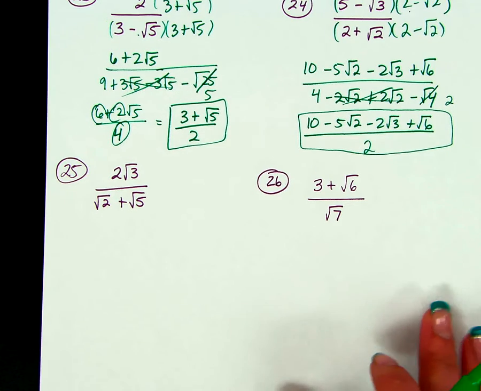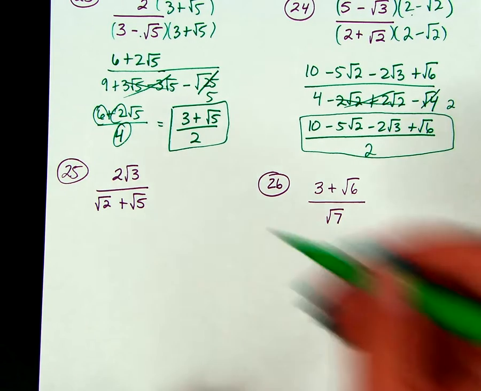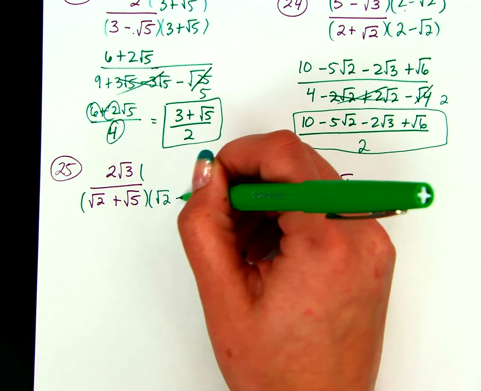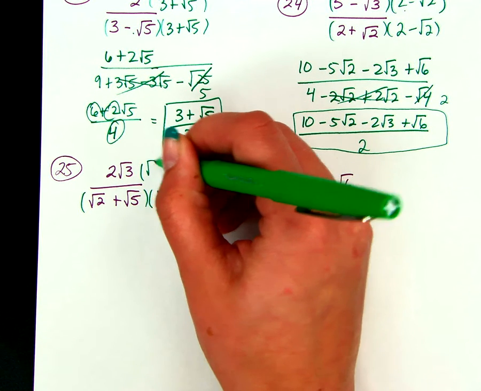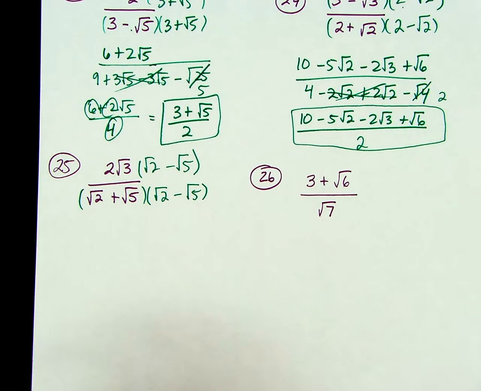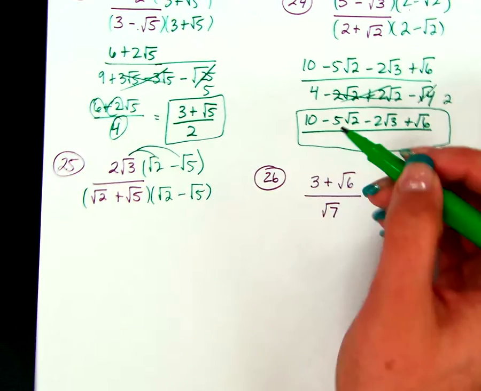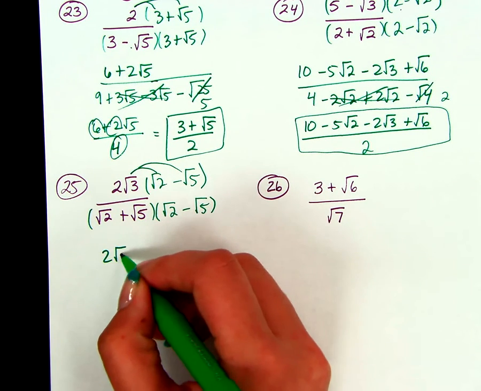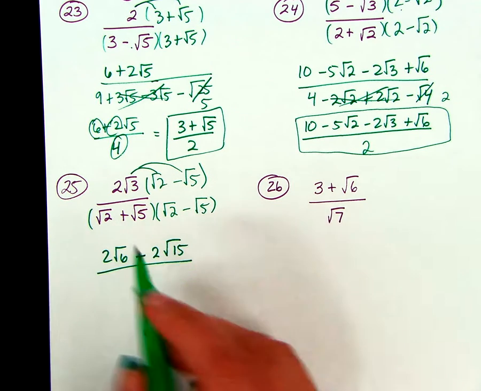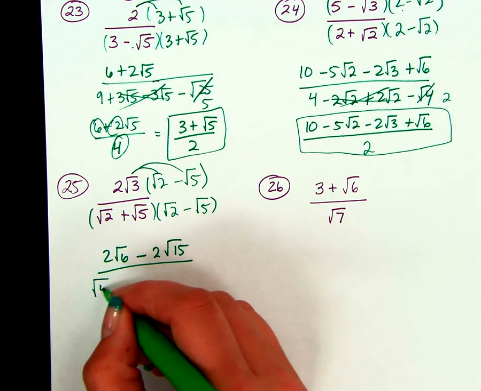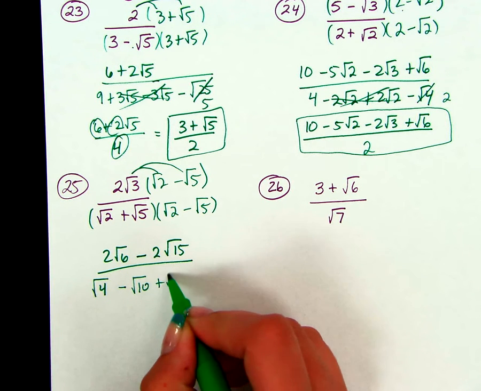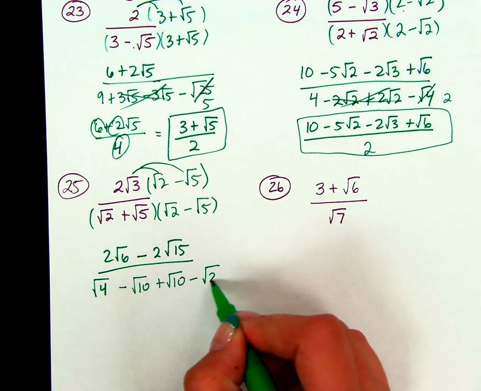All right, next one. So again, looking at this, we're going to multiply by the conjugate, the square root of 2 minus the square root of 5. And notice on this one that it doesn't matter which sign you change since they're both in a radical. In the numerator, we're going to distribute. So we will have 2 square root of 6 minus 2 square root of 15 over. Square root of 2 times square root of 2 is the square root of 4. And then we will have a negative square root of 10, and then a positive square root of 10, and a negative square root of 25.